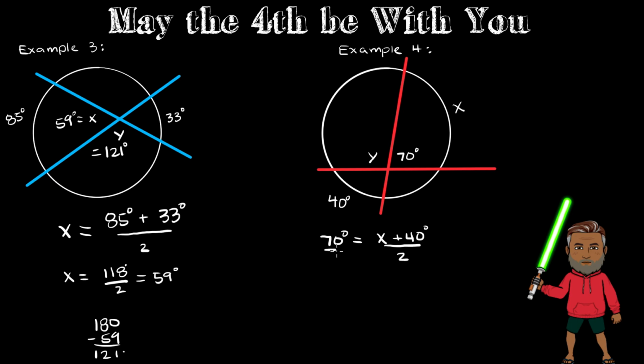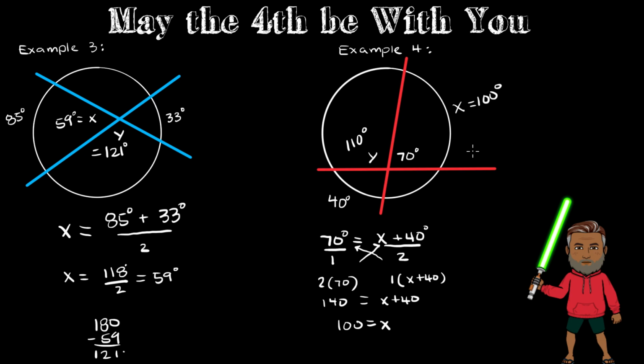I'm going to use cross product, so I'm going to put a 1 underneath it so that I can cross multiply. 2 times 70 comes out to 140, so I'll write that out. We have 140 is equal to, and then 1 times x plus 40, that's an easy one right there. That's just x plus 40. And then we solve the problem by subtracting 40 from both sides, and we now know that x is 100 degrees. So we have the x arc, which is 100 degrees. And the y is just a linear pair to the 70, so we can say that it is 110 because they need to add up to 180.